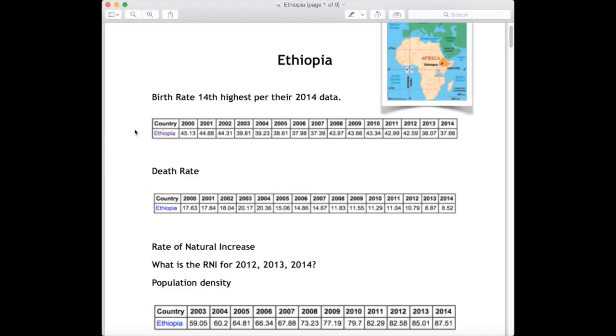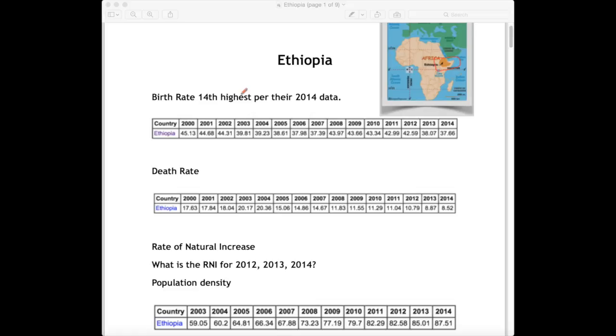So this is our second video in our population unit. This one we're going to talk about a specific example. We're going to talk about the country of Ethiopia. If you look up on the map in the top right, here is Ethiopia in Eastern Africa, right next to the Middle East. Here's Saudi Arabia, Oman, Yemen down here. So it's right here in Eastern Africa.